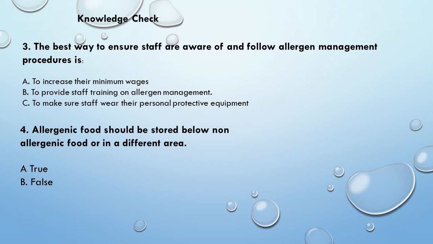Question number 3, the best way to ensure staff are aware of and follow allergen management procedures is to: increase their minimum wages, provide staff training on allergen management, or make sure staff wear their personal protective equipment, PPE. And the last question is, allergenic food should be stored below non-allergenic food or in a different area. Is it true or false?